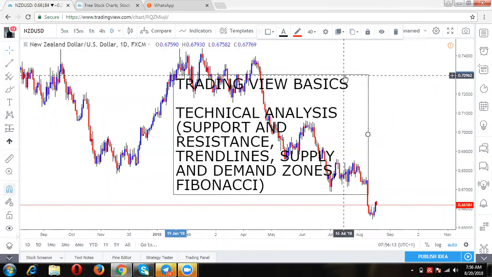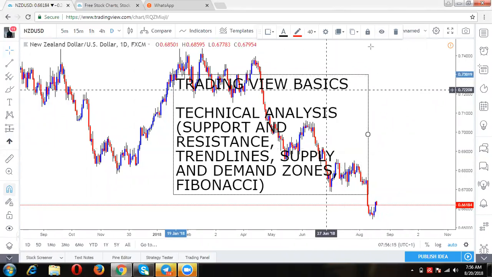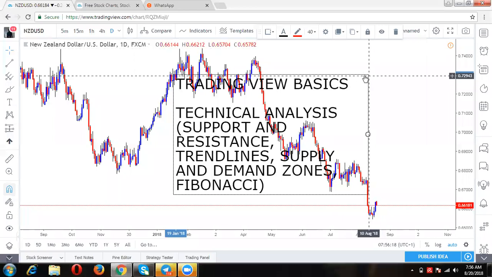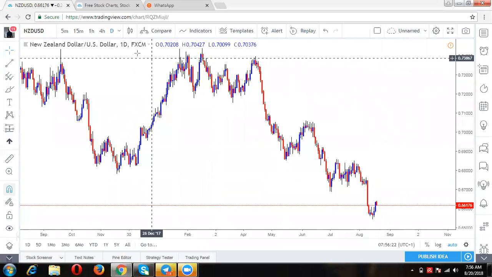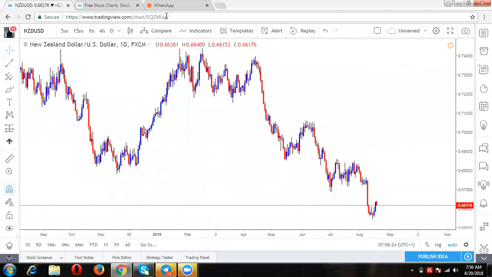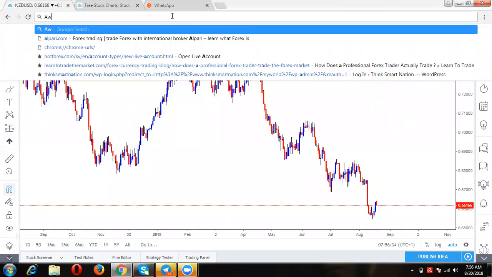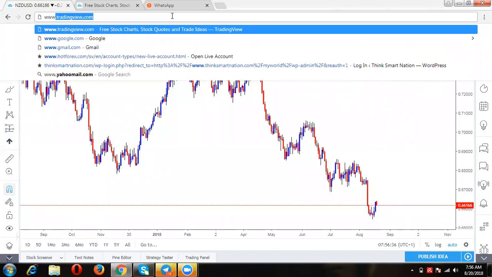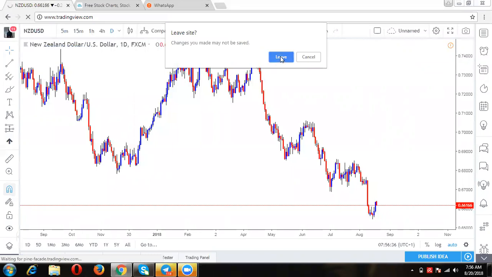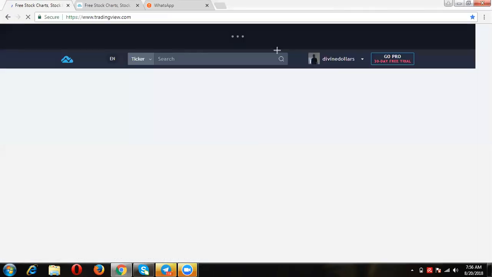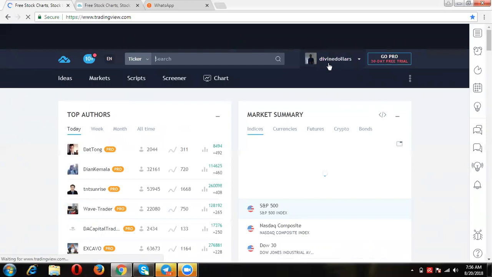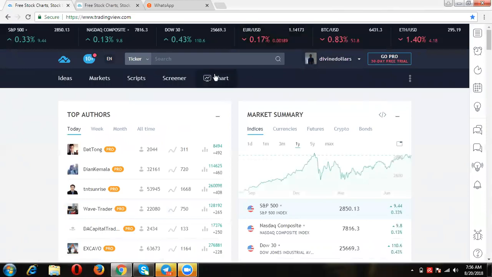All right. So this is TradingView. This is where I do my analysis. Some people use MetaTrader, but I prefer to use TradingView. So first of all, you need to create an account with TradingView. It's free. You go to TradingView, you create an account. I have my account here already signed in. So you create an account and then you can sign in.